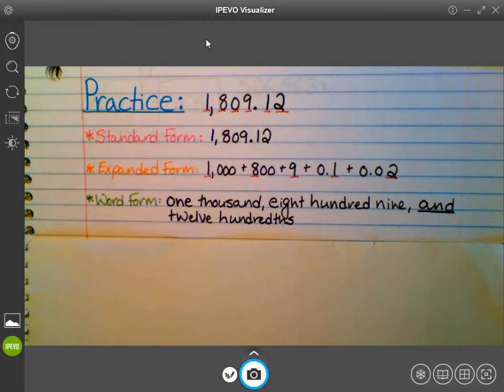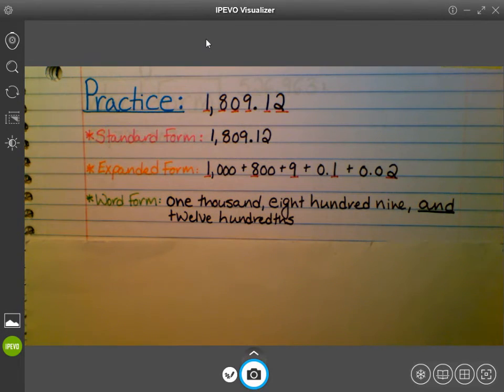Do you guys notice how I underlined the and? Why do you think I underlined the and? Why do we think? Addie? You say and when it's getting to the decimal point. Yes. Instead of saying decimal point. Exactly. You don't say point. You don't say decimal point. You say and. So I want you to underline the word and as well in your notes.